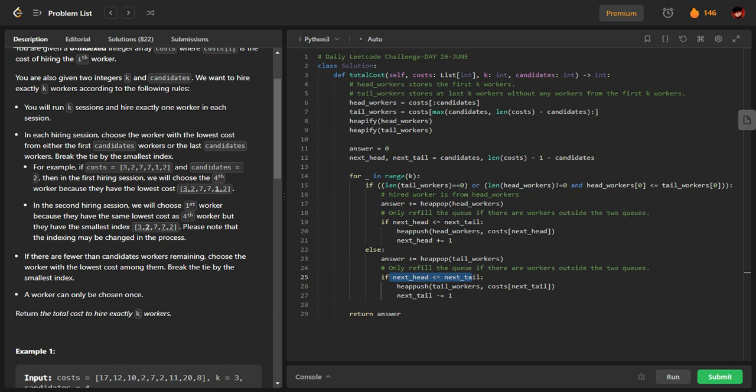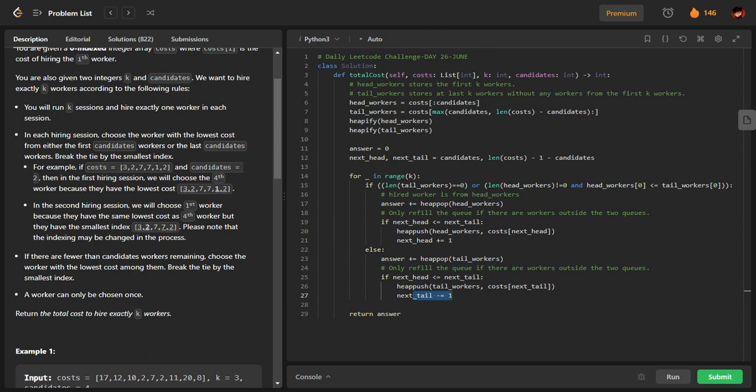Okay, remember this condition and this condition are exactly the same. Now we'll be doing the hire process in the tail workers, but here we did it in the head workers. Now we're doing the tail workers, and remember the next tail: here we added one because it has to move to the right, but in this case we are going to move to the left. So we're doing next tail minus one.